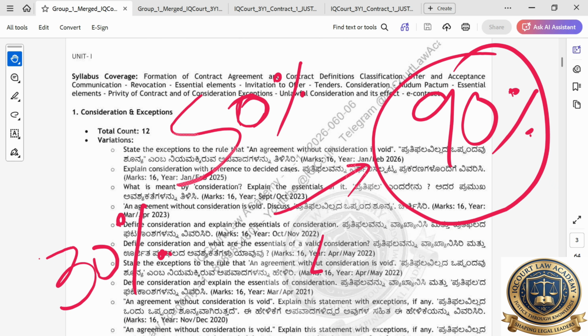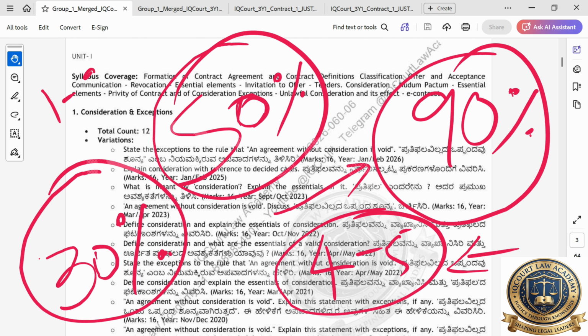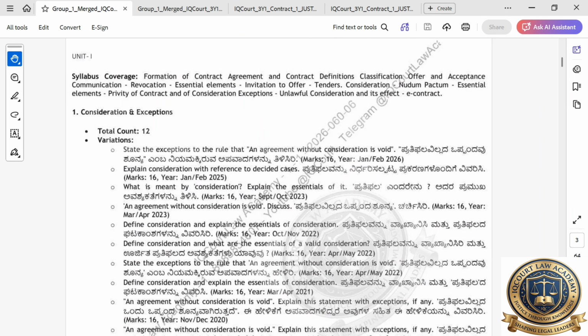For the 90% questions, you should be ready to write 4 to 5 pages in the exam. So that much you should study. For 50%, you can study as per your wish. For 30%, you can study 1 or 2 pages. Don't skip any questions. The examiner may ask any question.